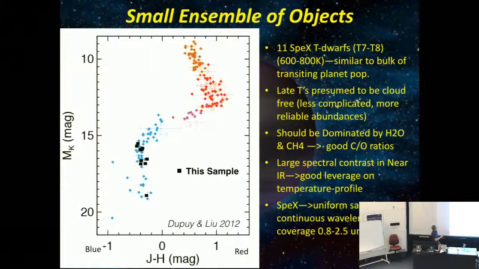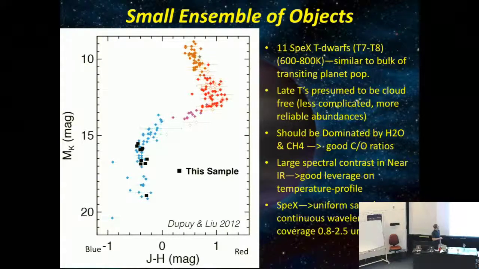So these objects are all between 600 and 800 Kelvin. And just to point out that these are similar effective temperatures to the peak of what the Kepler spacecraft has found for the equilibrium temperatures of transiting planets. So the chemistry that we derive here is directly applicable to most of the transiting planets that we're finding, with the exception of the fact that brown dwarfs have gravities that are 1 or 2 orders of magnitude larger than transiting planets. Another thing that's great about these guys is that they're dominated by water and methane.